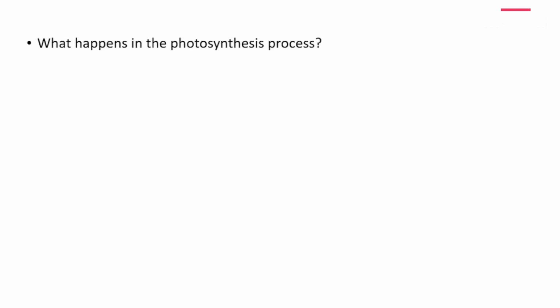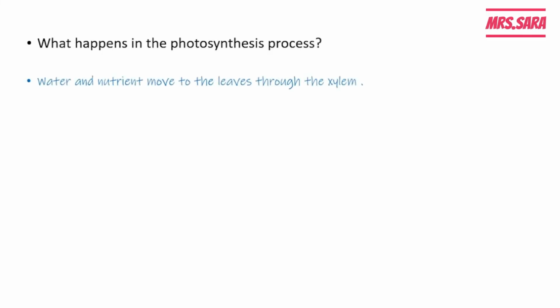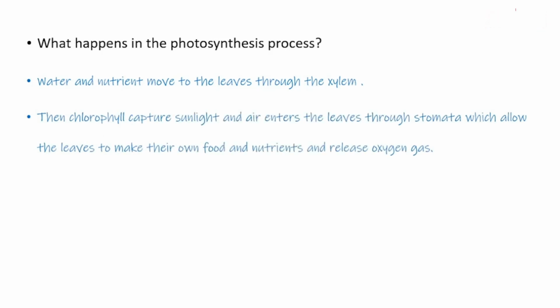What happens in the photosynthesis process? Can you tell me? Super. So, water and nutrients move to the leaves through the xylem. Then the chlorophyll in the leaves captures the sunlight, and air enters the leaves through the stomata openings or pores, which allows the leaves to make their own food and nutrients and release oxygen gas.